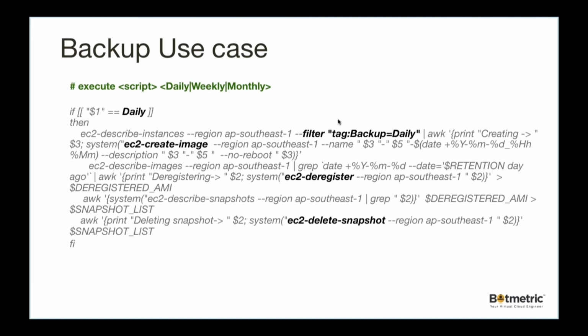That process is also mentioned in this particular script, which is very important. This is one part of the script where I'm talking about only daily backup, where I have highlighted the major 3 commands, which is very useful. The create image, which creates a backup, deregistering, which will remove the old backup as per your retention policy, and delete the snapshot of the particular image. But here you are noticing that it's working on the tag called backup, which is our function category.